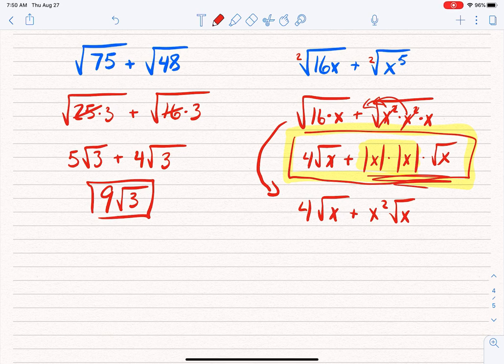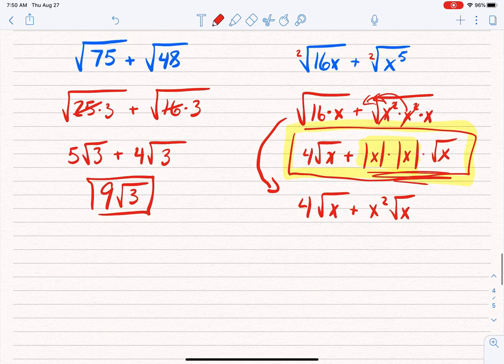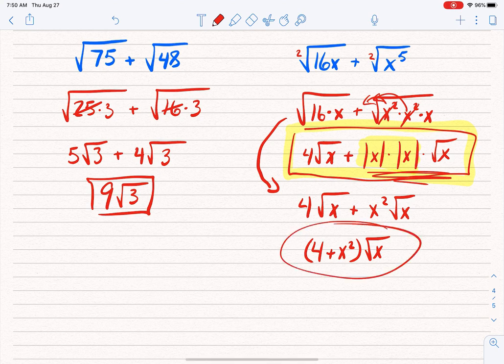Okay, so now I've got 4 times the square root of x plus x squared times the square root of x. Now here's the only downside, is I really can't do a ton to combine 4 and x squared. They're not like terms. But using the distributive property or factoring, I can kind of bump that square root of x off to the side, and I could rewrite it like this. 4 plus x squared all times the square root of x. And at least it looks a little bit simpler. And so that right there would be my final answer to this problem up top.